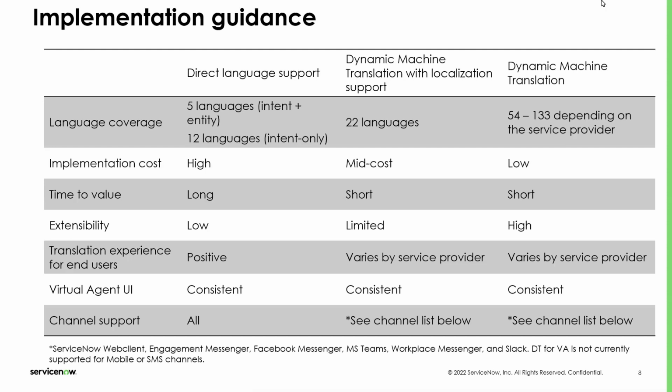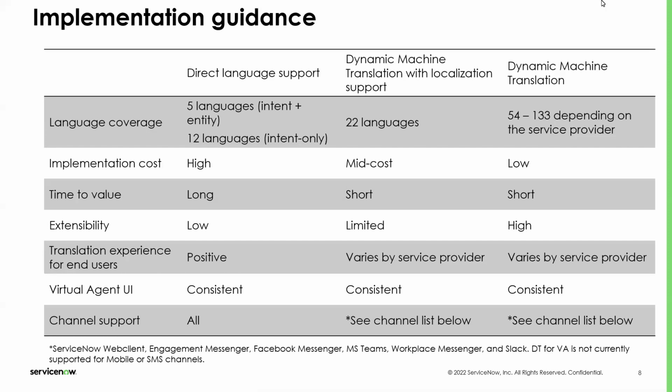So what you would do here is you would have at least one direct language support model or approach for at least one of your primary languages. You could have more, but if you have at least one, let's say English for this case, if you have English deployed leveraging the direct language support approach, and you want to leverage dynamic machine translation with localization for the remaining languages up to the 22 that are supported by ServiceNow, there would be a slight incremental cost. So we consider this sort of a mid-cost.